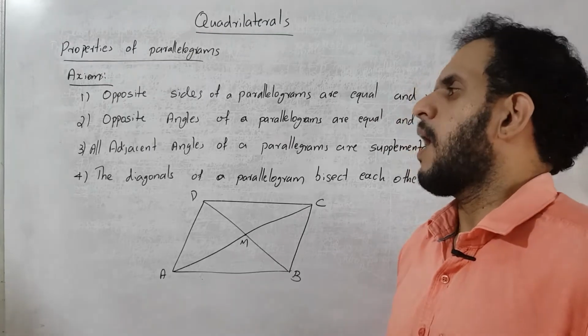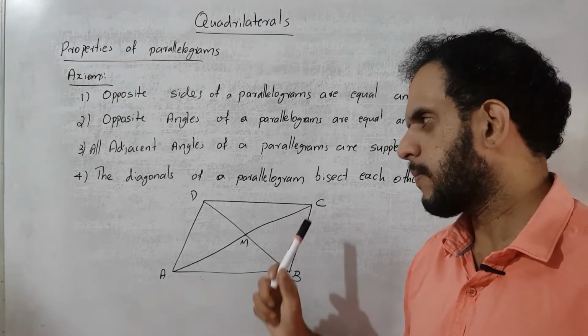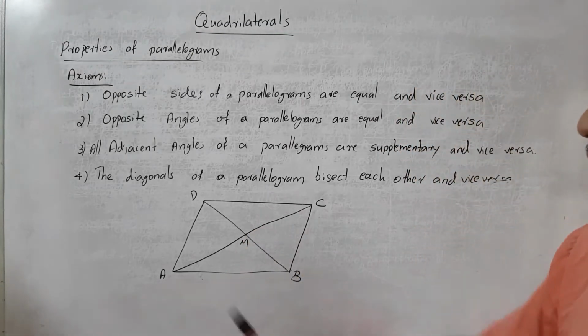Okay, and otherwise how will it be proved that it is a parallelogram? If all adjacent angles of a quadrilateral are supplementary.